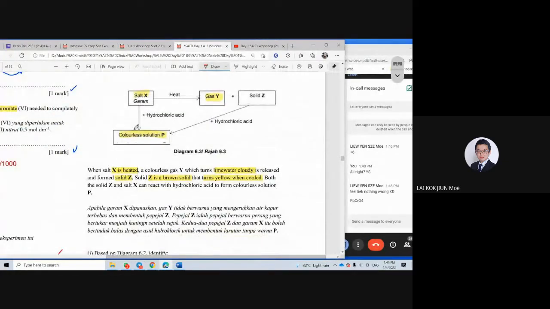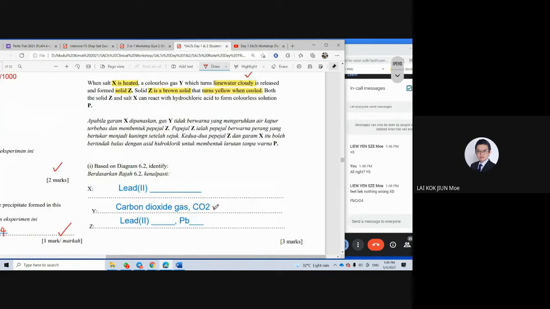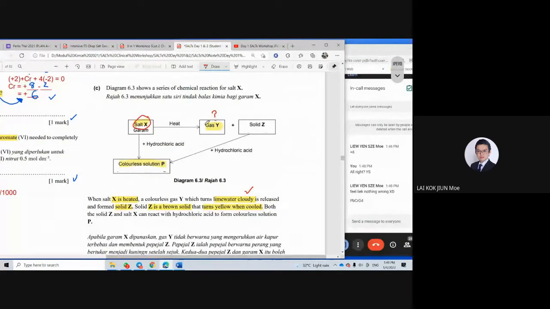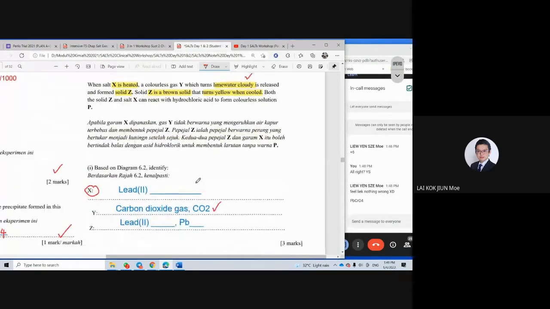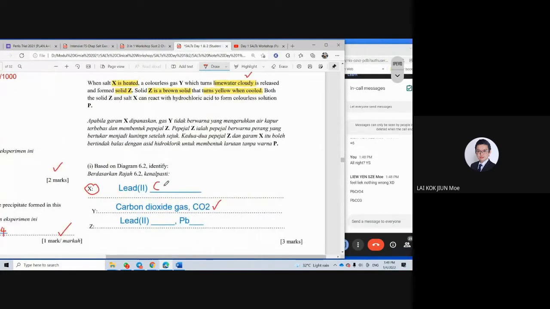Yanxi, when the X is heated, you can see what happened. It will form gas Y. So it will turn limewater cloudy. Then you know already Y is what. So Y is carbon dioxide gas. How about X? Yanxi, X will be lead to what? How do you know? Because here you know carbon dioxide, right? So of course there is carbonate inside, right? So we know already that carbonate is inside, no problem.